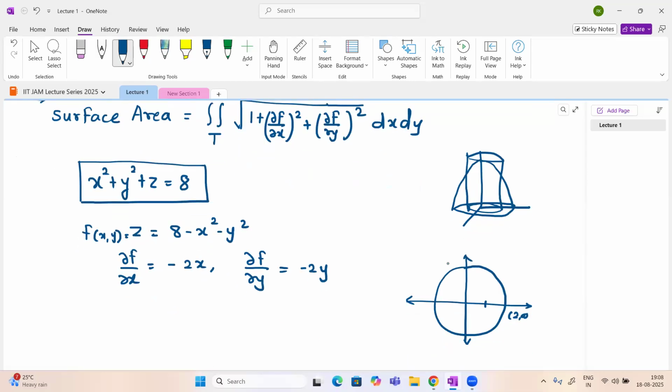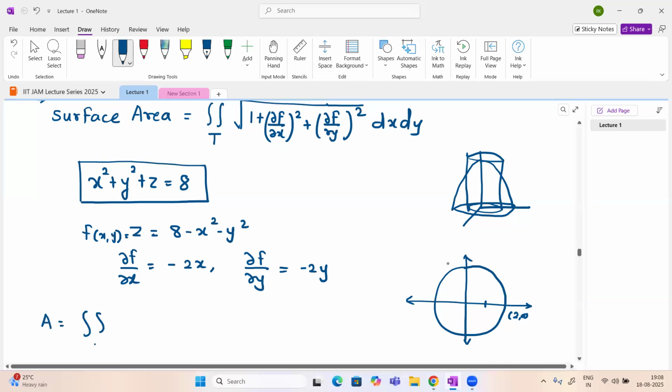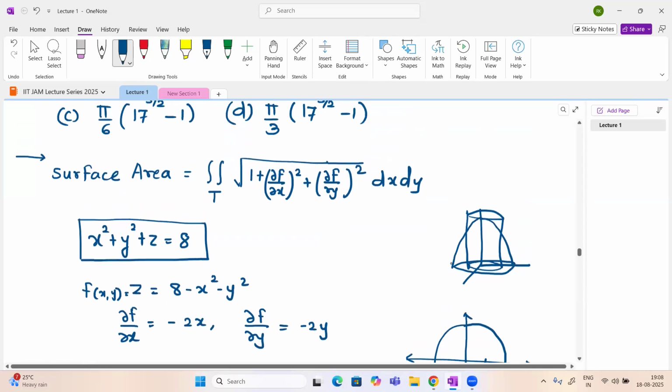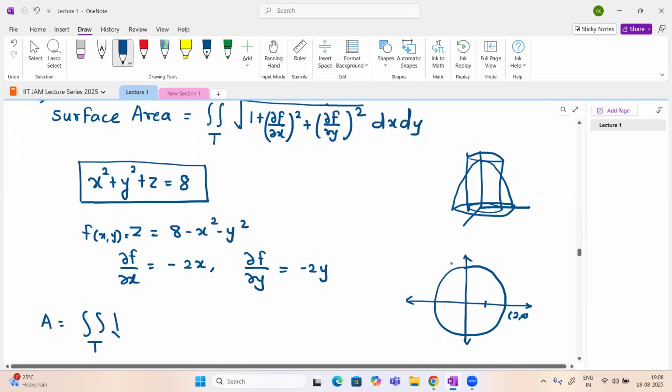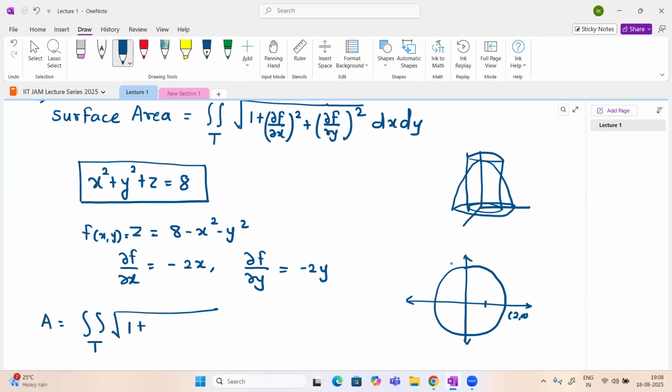So surface area, I will write in short, is the double integration over T of the square root of 1 plus the square of this, minus 2x, which is 4x square, and similarly the next one will be 4y square, dx dy. Now simply we have to solve this integration.